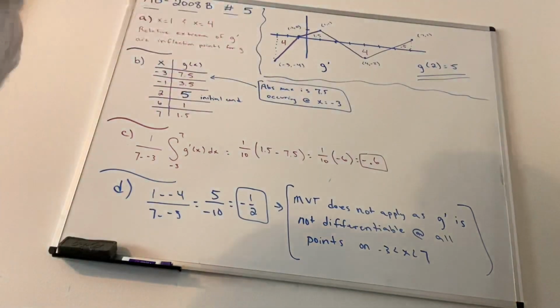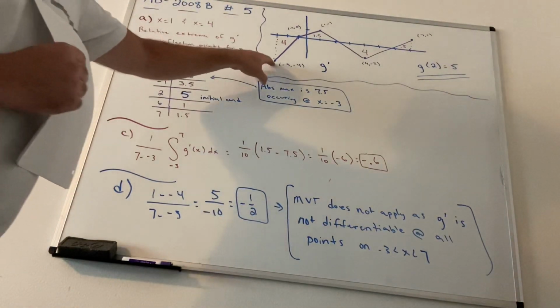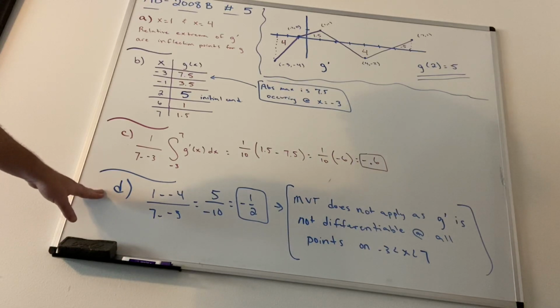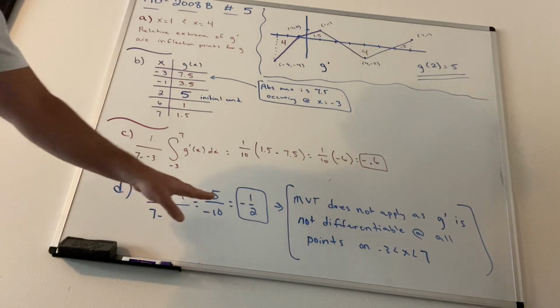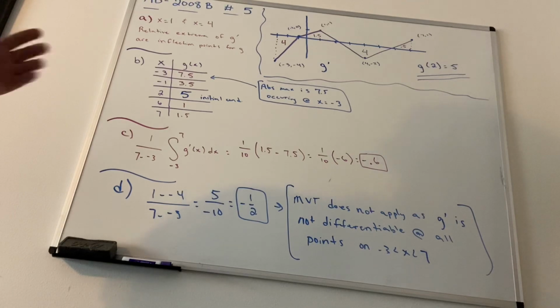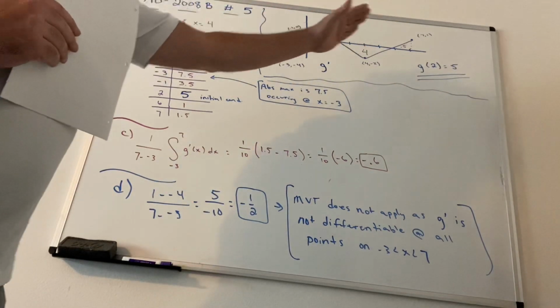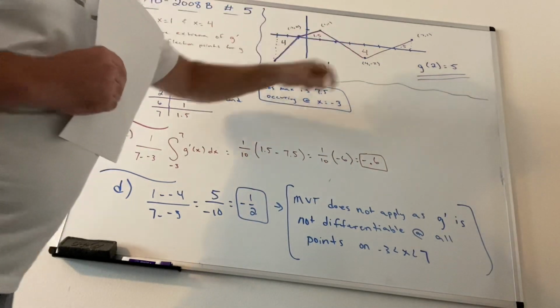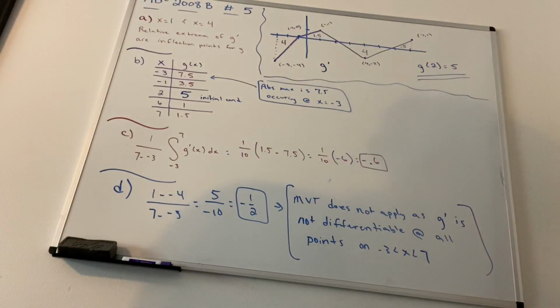Okay, so we know what our endpoints are. They're labeled. So I just simply do y2 minus y1 over x2 minus x1 to get the slope of the endpoints. So -1/2 is the average rate of change of G prime. And then MVT does not apply because this graph isn't differentiable everywhere. It's not differentiable here or here or here. So you say MVT does not apply as G prime is not differentiable at all points on -3 to 7.